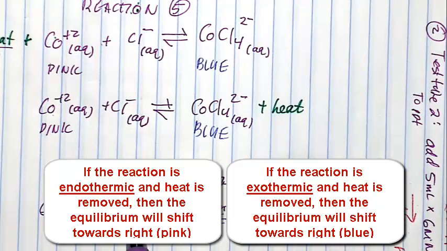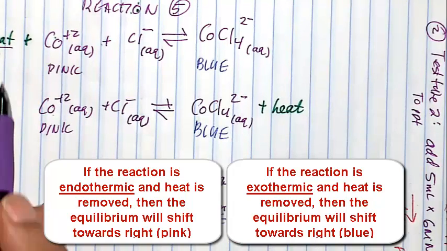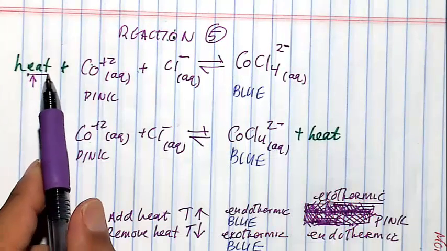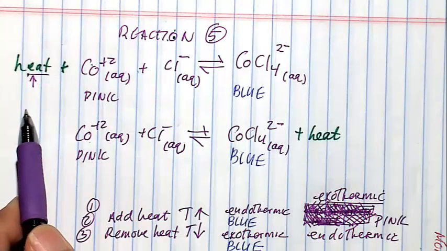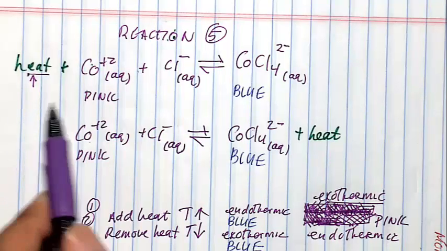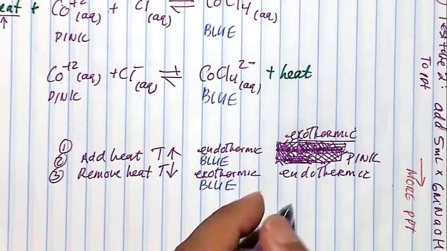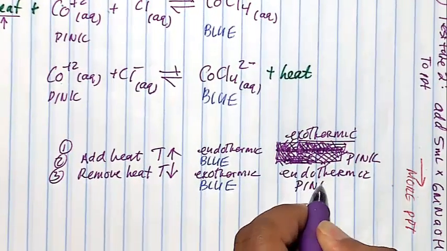If you remove heat and the reaction is endothermic, then you remove this from the reactant side because it's an endothermic reaction. The equilibrium will adjust to shift towards the reactant, and then you would have a pink color.